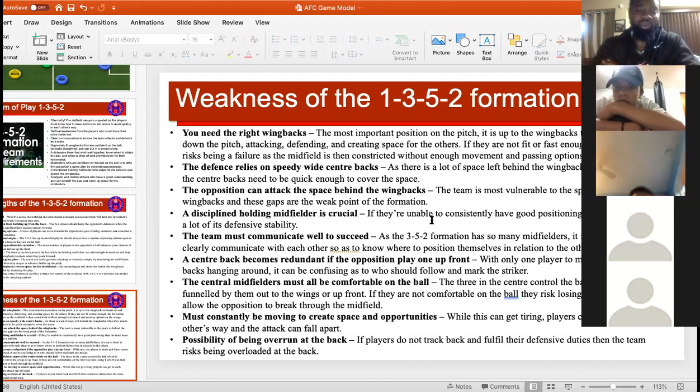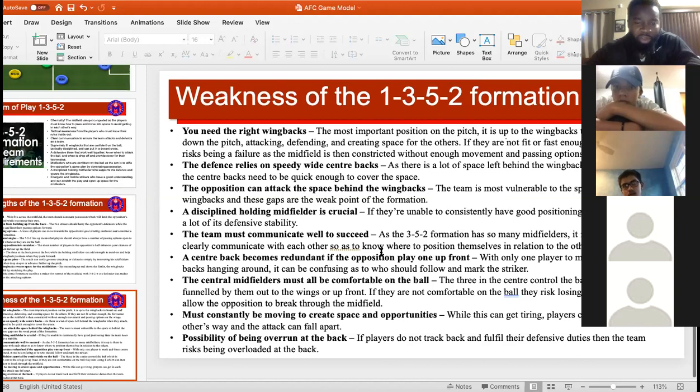The central midfielder must always be comfortable on the ball. If our central midfielders are not comfortable controlling the ball, then we just let the opposition take over in the midfield. We must constantly be moving to create space and opportunity. If we cannot move, that will be a weakness to us as well.